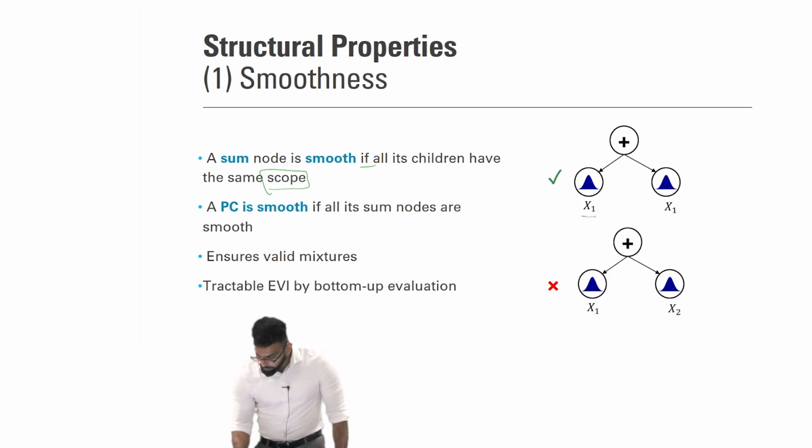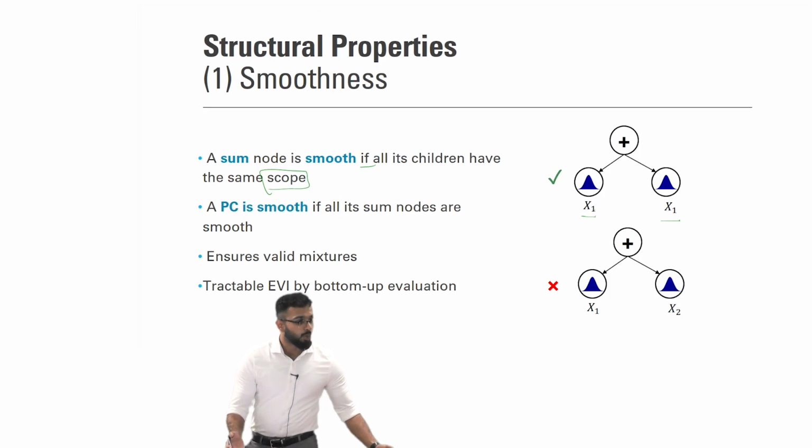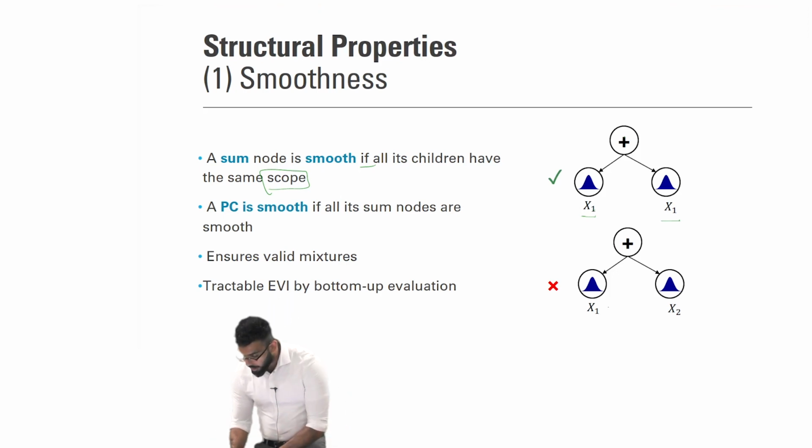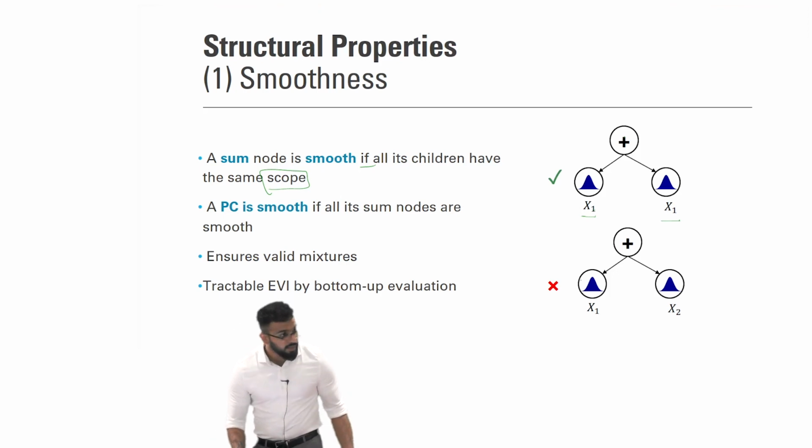So for example, if I have a distribution over x1 and say another distribution over x1, they are over the same scope, that is x1, right? Now I can define a sum node over them, and that would be a smooth sum node. But if they were over two different variables, then the scope of this sum node is different, right? Which means in this case the sum node is not smooth.